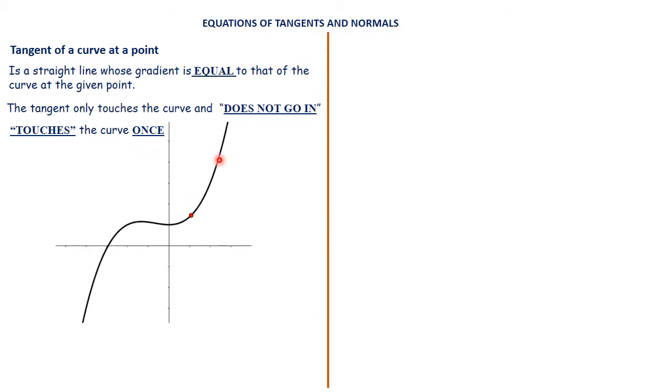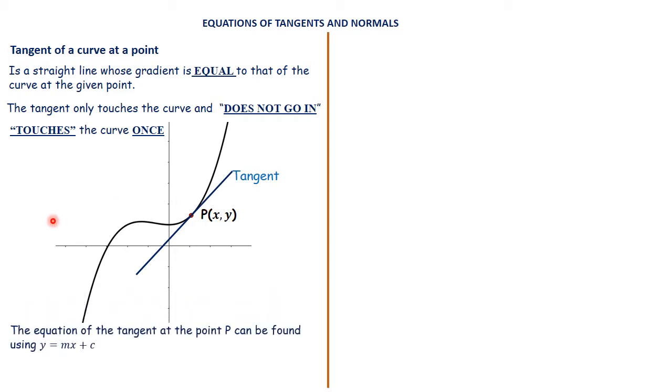To illustrate that, I have a curve for you here. We have this curve and we have the point P, (x, y). Those are the coordinates there. And we have a line like that. We say that this line is a tangent to the curve at the point P because the gradient of the curve and the gradient of the tangent are identical at the point P. Again, the tangent just touches the curve and does not go in. What I mean by does not go in is that it doesn't intersect the curve at 2 points. It doesn't cut the curve anywhere. It only touches the curve once at the point P. Therefore, that is a tangent.